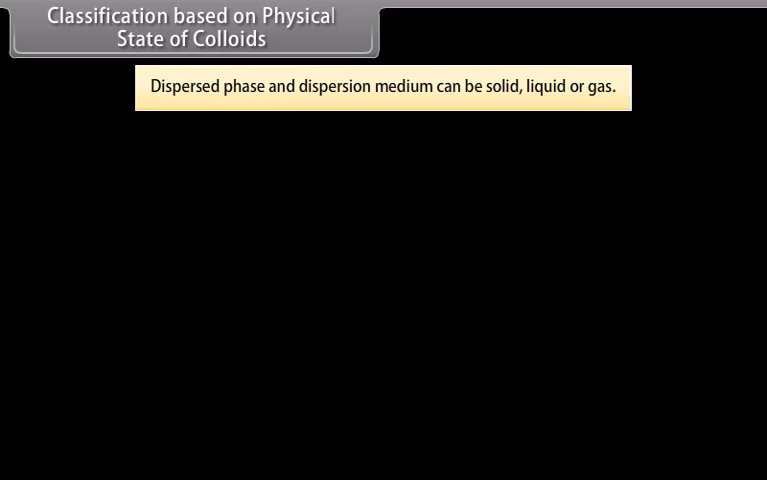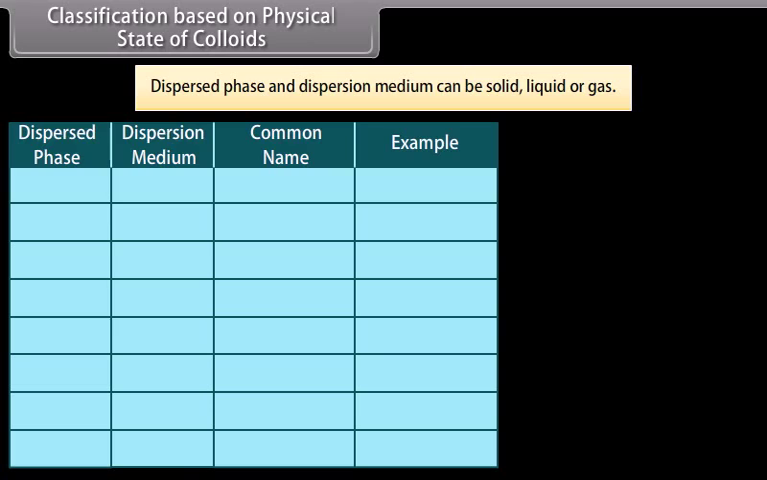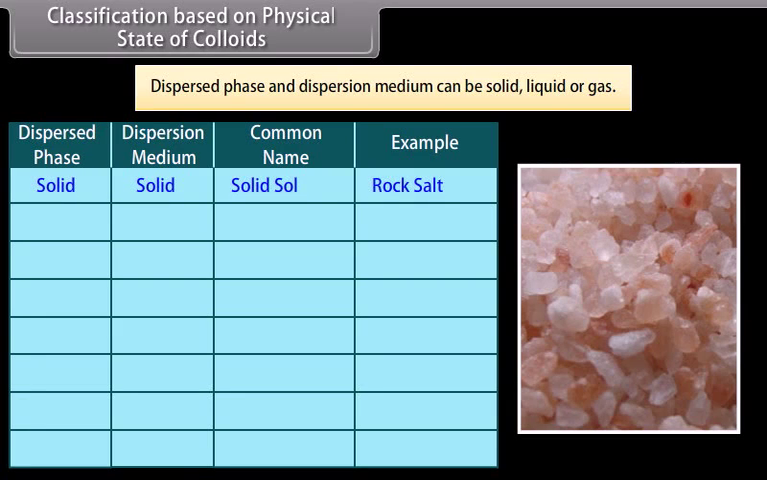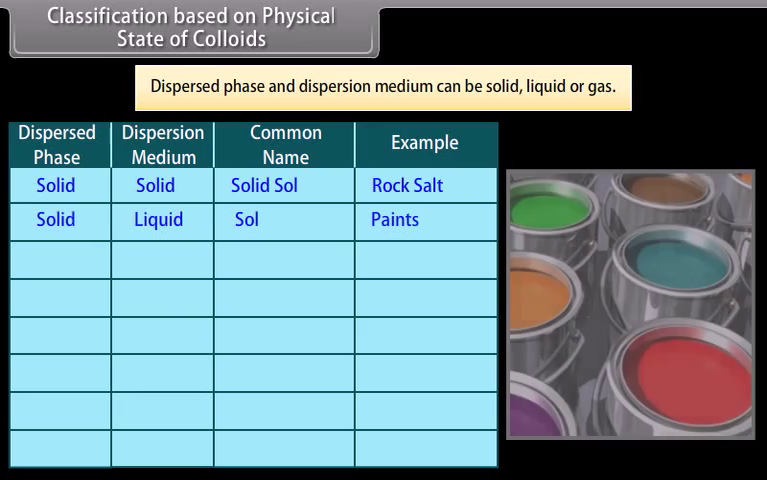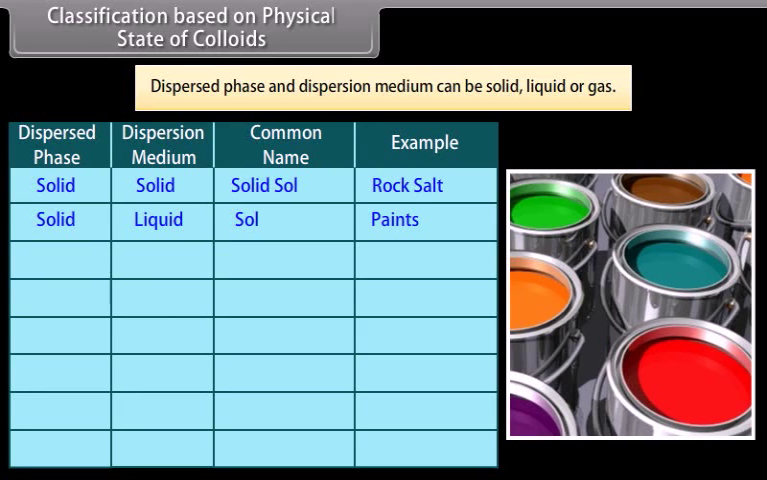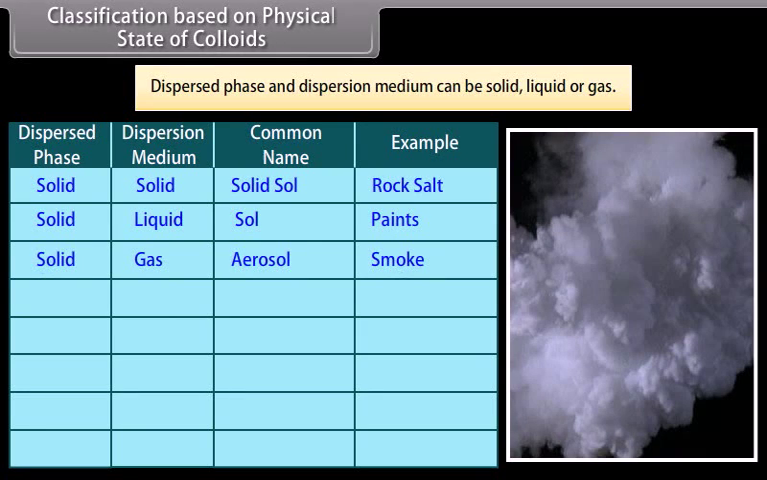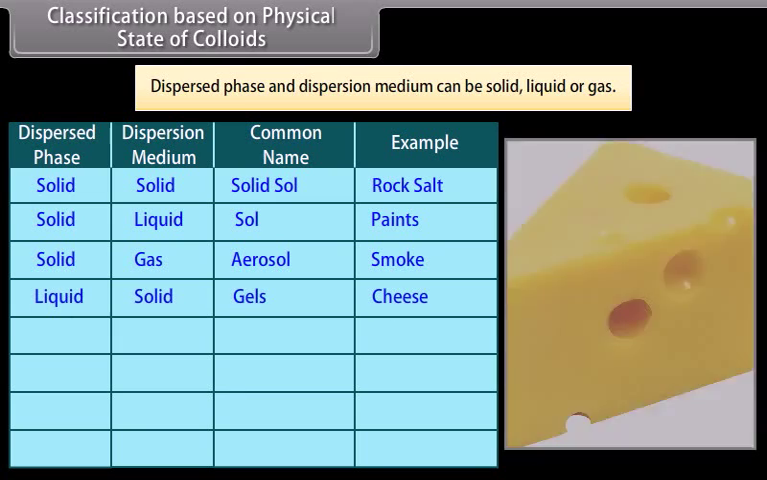Classification based on physical state of colloids. Dispersed phase and dispersion medium can be solid, liquid, or gas. Therefore, 8 types of colloidal system are possible depending upon the physical state of the dispersed phase and the dispersion medium. Rock salt is an example of solid sol. Paint is an example of sol. Smoke is an example of aerosol. Cheese is an example of gels.